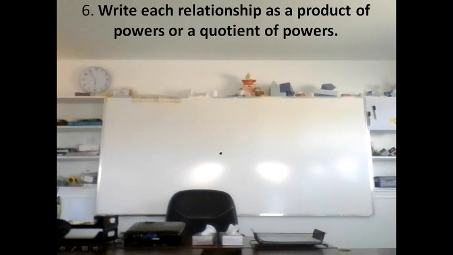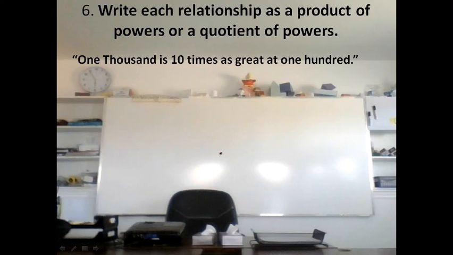Next, we're going to talk about what happens when we write each relationship as a product of powers or a quotient of powers. If you were given a written statement, 1,000 is 10 times as great as 100. When you're looking at a relation in writing, it is best to think of it in equation form. So as an example, we can rewrite it as 1,000 equals 10 times 100.